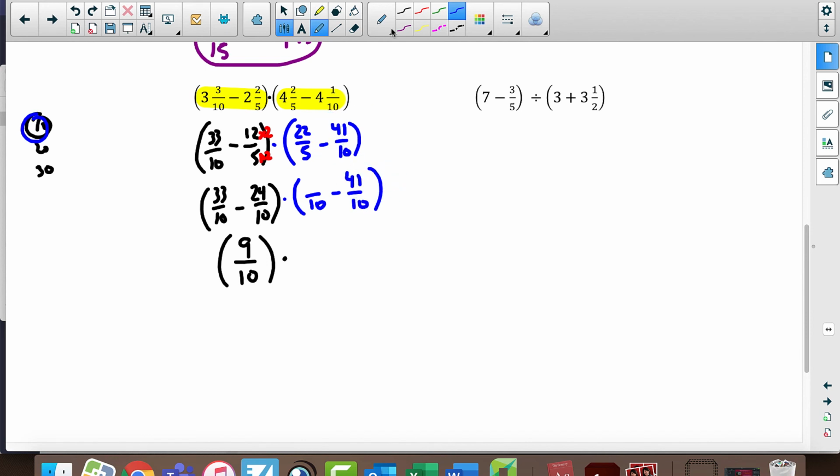So what did you have to multiply the 5 by to get 10? You multiply by 2. Do the same here. 22 times 2 is 44. So if you subtract 44/10 minus 41/10, the denominator stays the same. 44 minus 41 is 3/10.